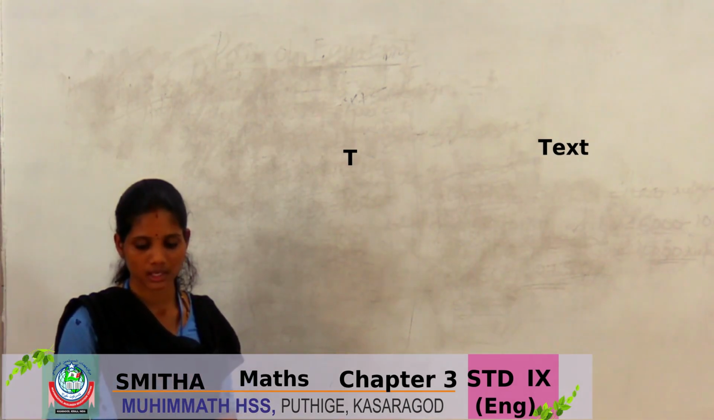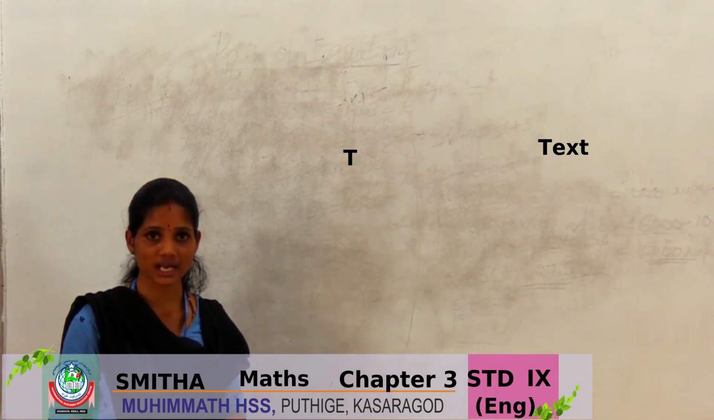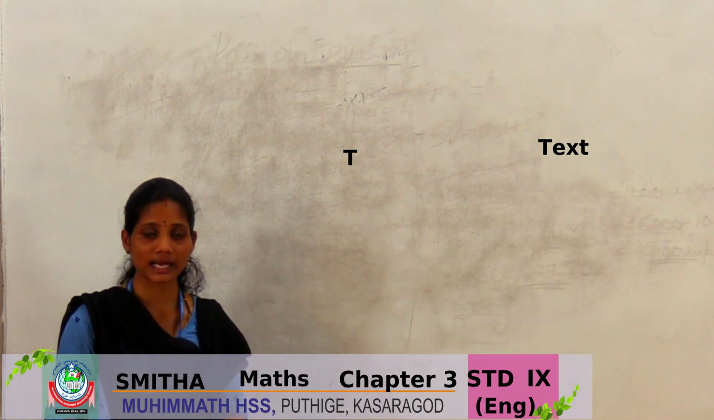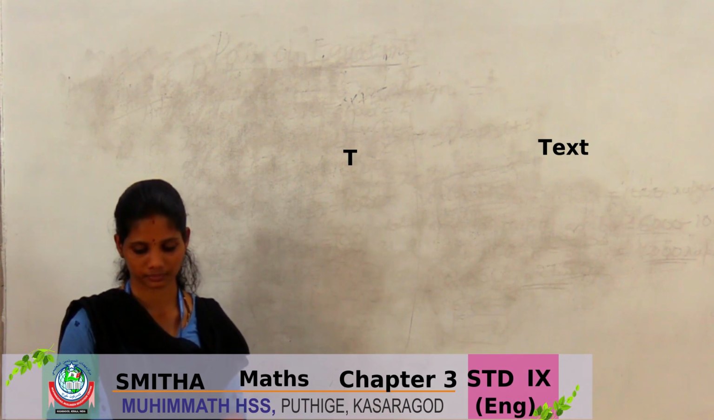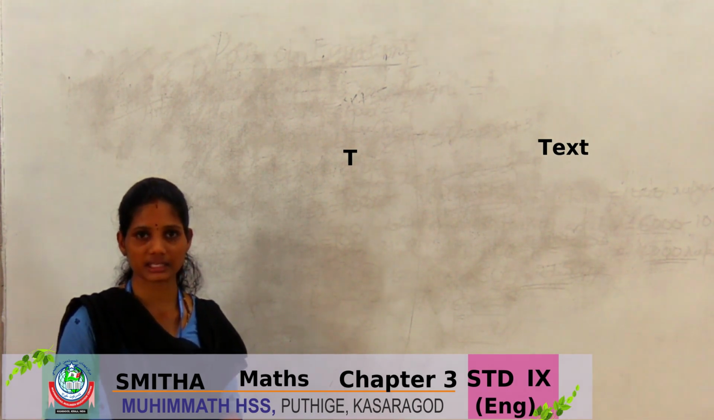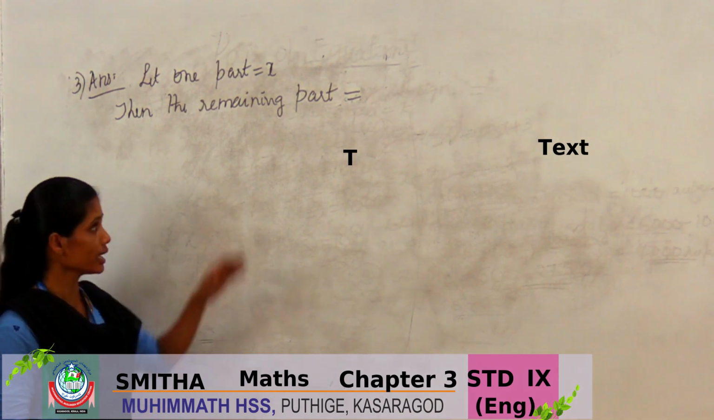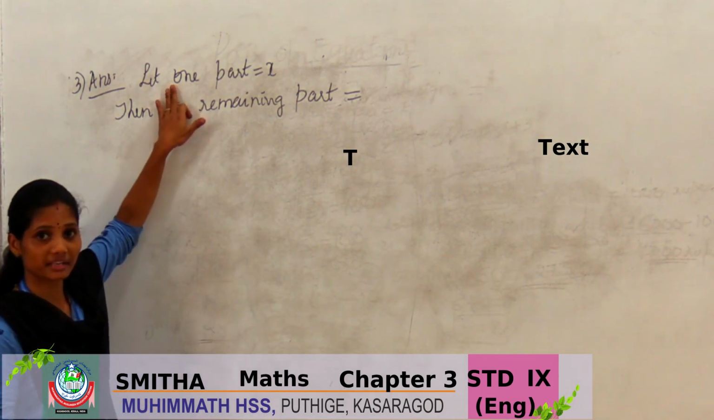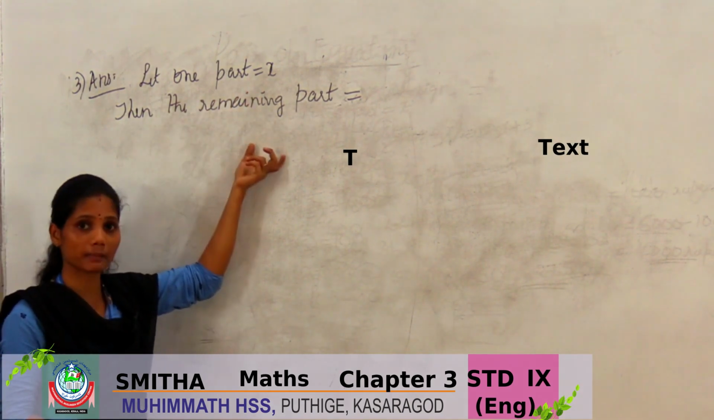Next one. A man invested 10,000 rupees split into 2 schemes at annual rates of interest 8% and 9%. After 1 year, he got 875 rupees as interest from both. How much did he invest in each? For the question number 3, we don't know, so we have taken it as x. Let one part be x. Then what about the remaining part?